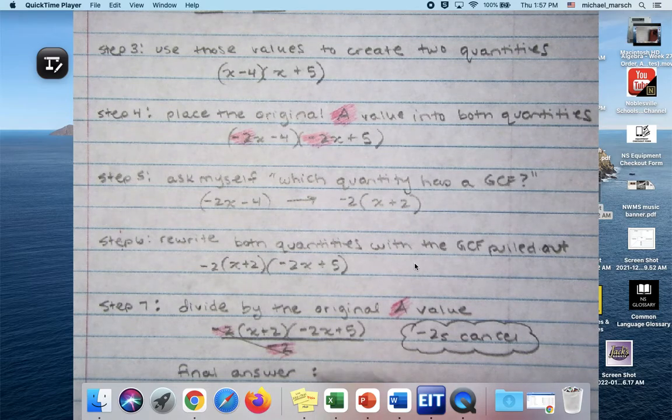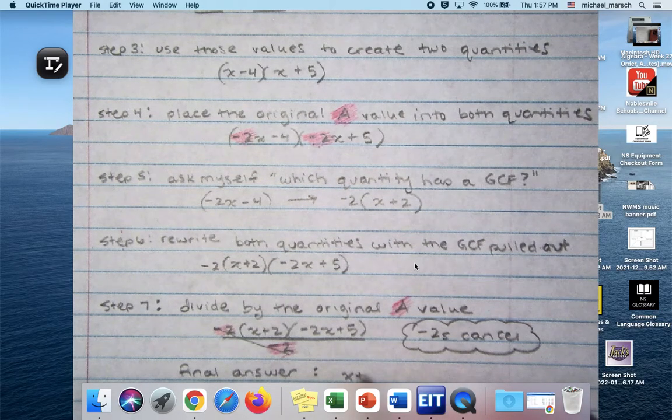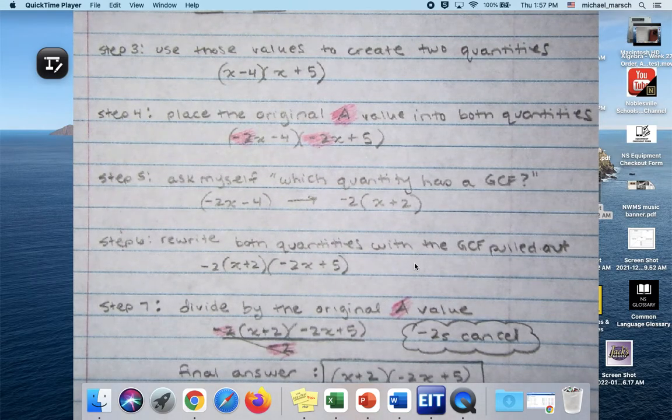So my final answer is that if I go back up to that original polynomial and I factor it, negative 2's cancel. Negative 2's cancel. So now I have it all factored. Can we write it now? You can write it now. Thank you for waiting.